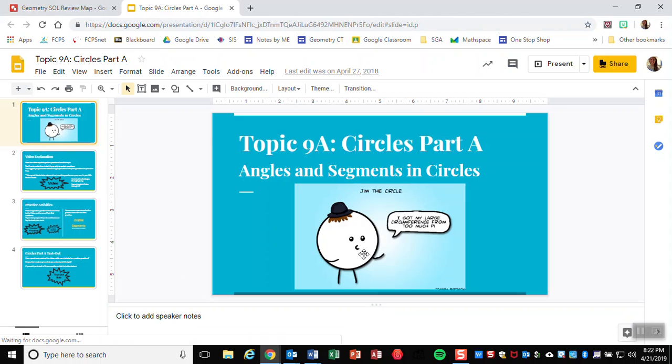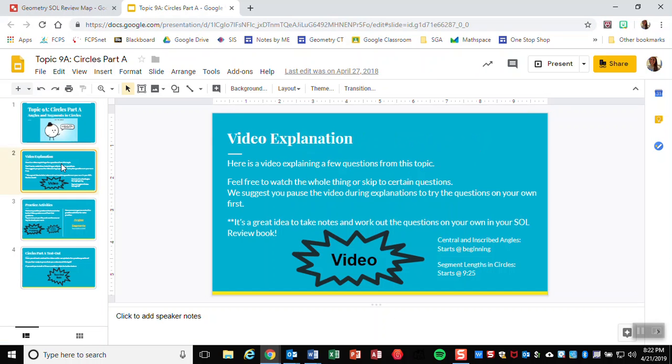So there's a nice little math joke here. Maybe it'll make you laugh. And then there are a few pages here to help you through that topic. So the first page is always going to be a video explanation. So you might want to take notes in your review book, or maybe on a blank piece of paper, or maybe in your math notebook that you already use. If you look on the side, you'll see some notes about what topics are in the video.